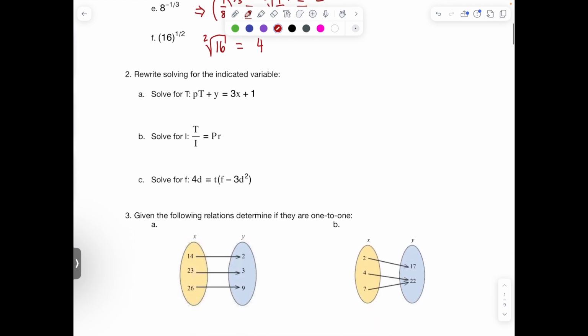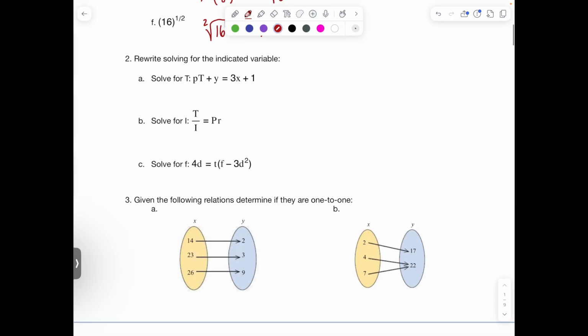All right, let's rewrite the following for the indicated variable. So we're solving for t. So we have pt plus y equals 3x plus 1. The first thing is we need to get t by itself. So I'm going to move y onto the other side. So if I rewrite, I have p capital T equals 3x, I'm just going to write the minus y plus 1 like this. Now I'm going to divide by p on both sides, and so my final answer is t equals 3x minus y plus 1 all over p.